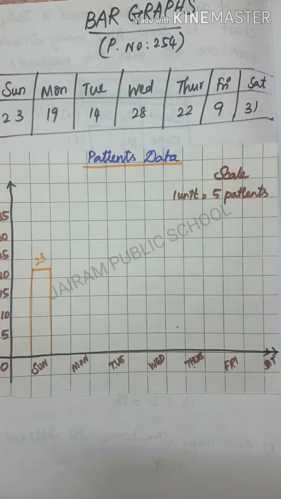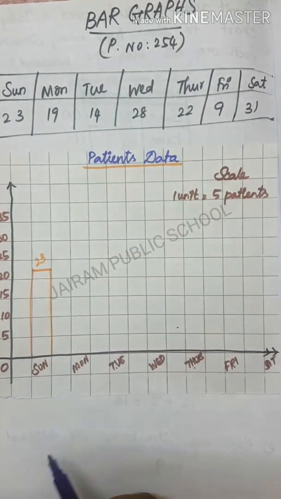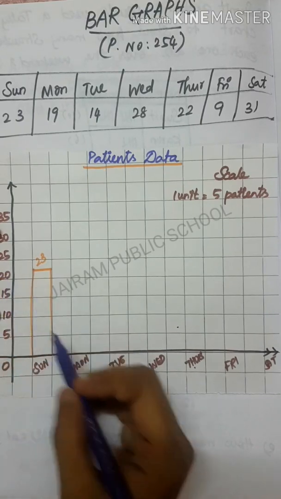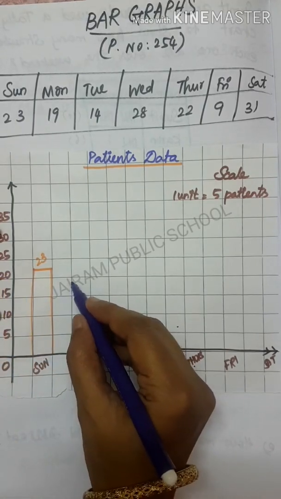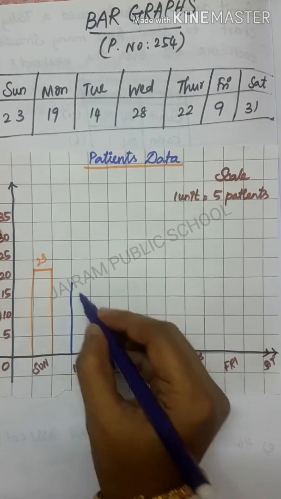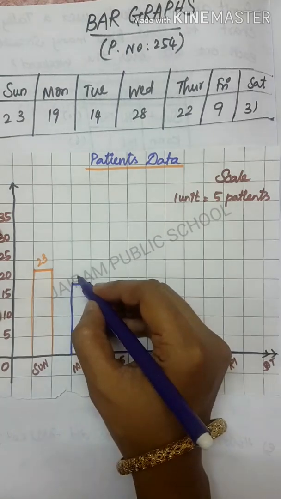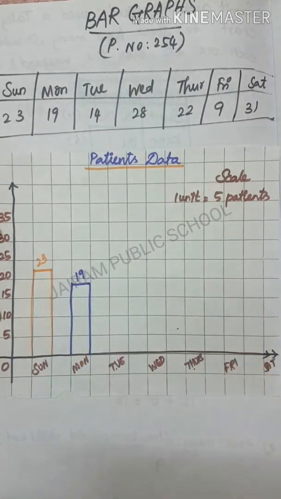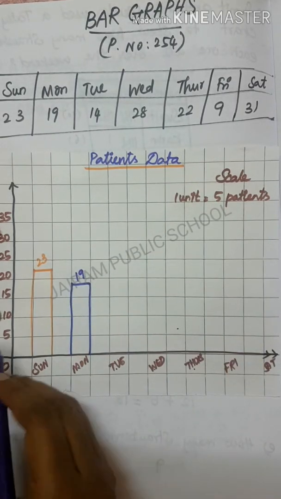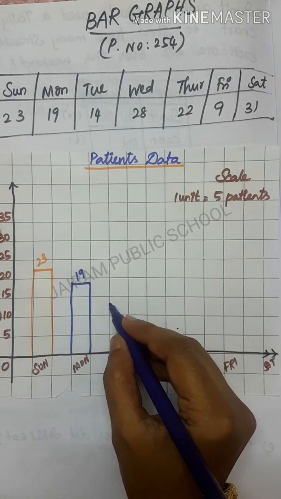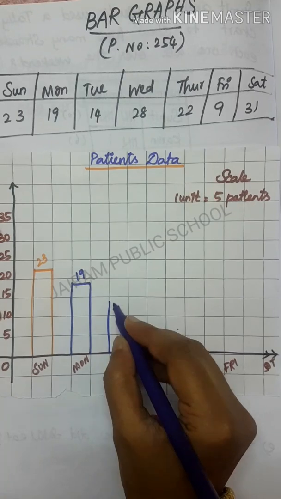Now, for Monday, it's 19. So this is 10, this is 15 and this is 20. So in between, 19 will come. So draw the lines for the Monday bar. This is 19. Next, on Tuesday it's 14. So 14 lies between 10 and 15. So this is 14.